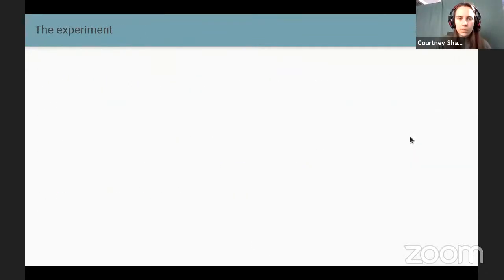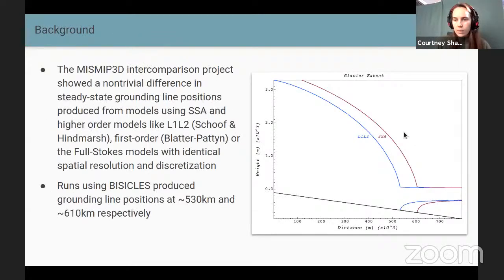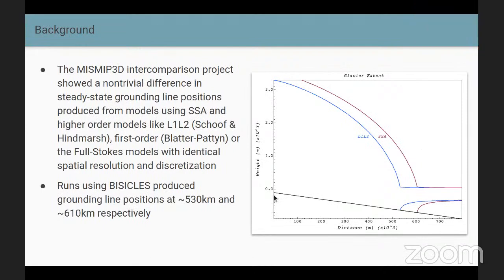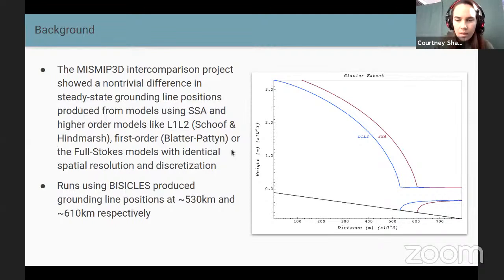Okay, that's a good question. So it was a linear bed slope. The bed slope was constant then. If the bed was linear, then the slope was constant. What's the magnitude? That's a good question. I don't remember exactly, but this is based on the original MISMIT 3D.